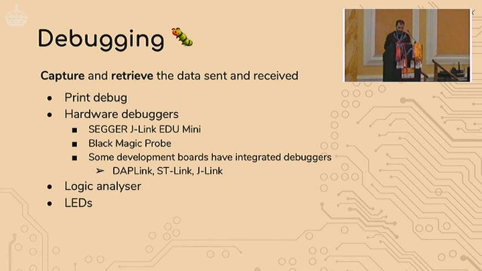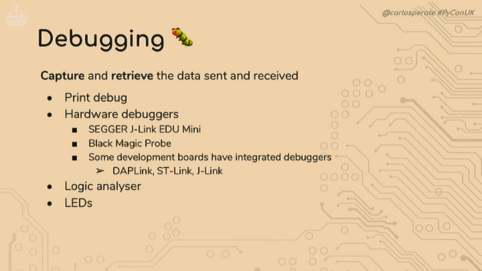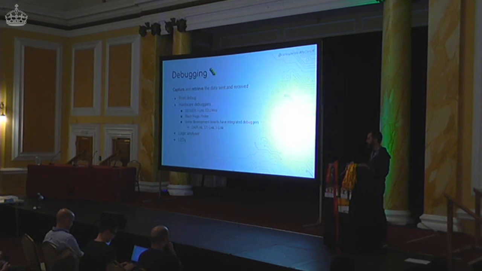I will cover logic analysis in the next slide. And then if you don't have any of this, you can just use LEDs. This is really the original print debugging in embedded. You basically turn LEDs on and off at different points of your code, and you can see your code flow.